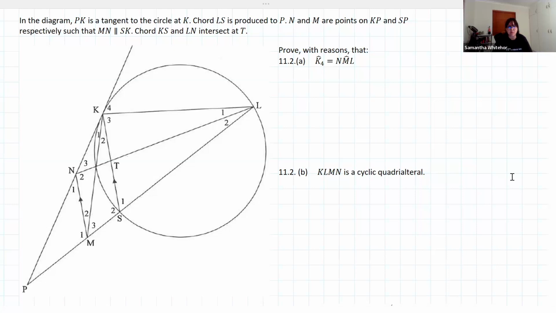But 99% of the time, proportional similarity is integrated into circle questions. So this is what you can look forward to come June, mocks, and November. Right, so let's read what we have.